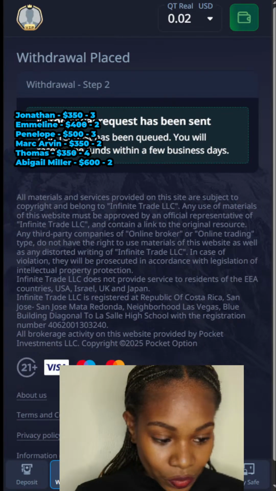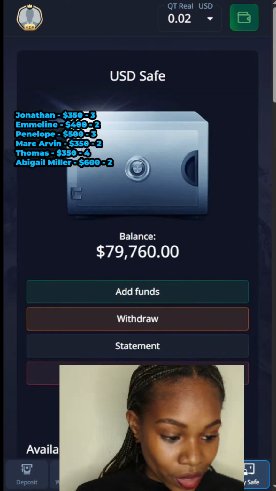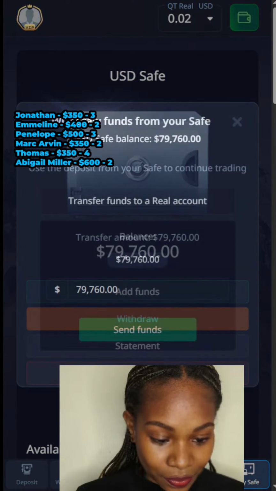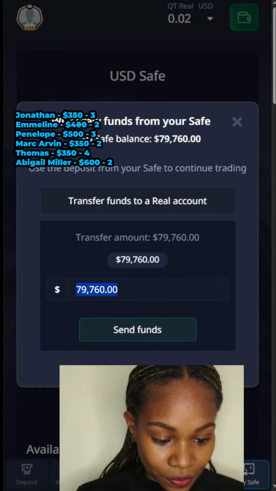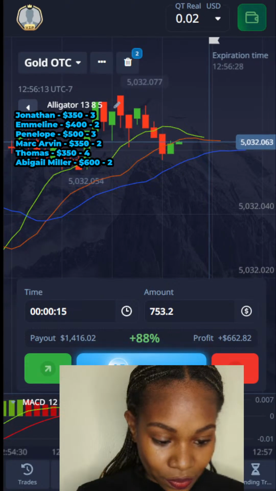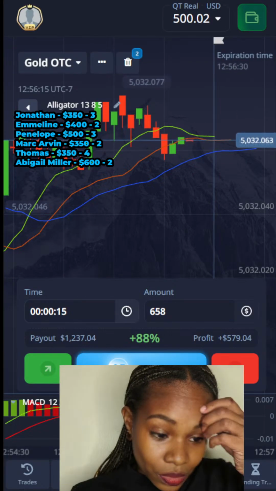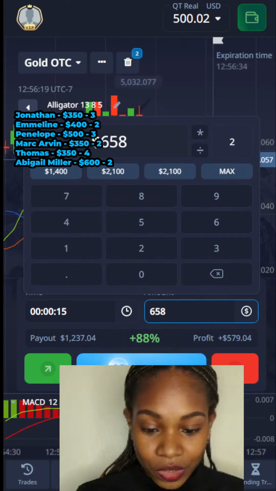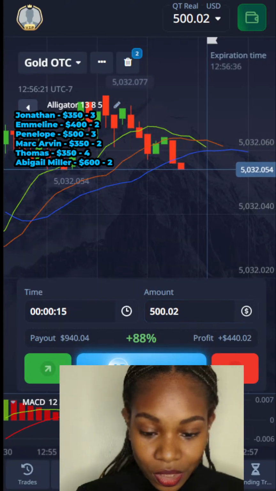Okay, so that is for Emily's Bitcoin wallet. Okay, so next is Penelope. That is 500 US dollars, 3 attempts.